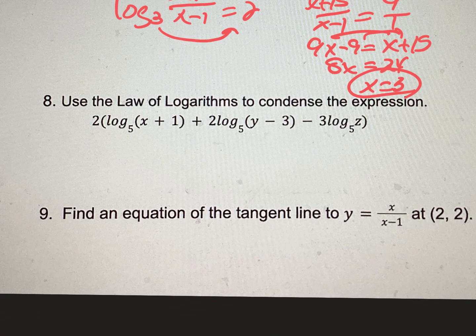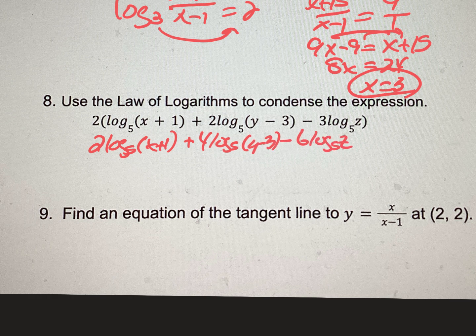Number 8, use the laws to condense. Now, when it says condense, it wants all that to be 1 log. If there's a number in the very front, it's always good to distribute that 2 first. Put that 2 in front of there. Make that a 4. And make this a 6. Now, the numbers in the front are really the exponents. So I'm going to say log base 5 of x plus 1 squared. That's going to be log base 5 of y minus 3 to the 4th power. And this is going to be log base 5 of z to the 6th.